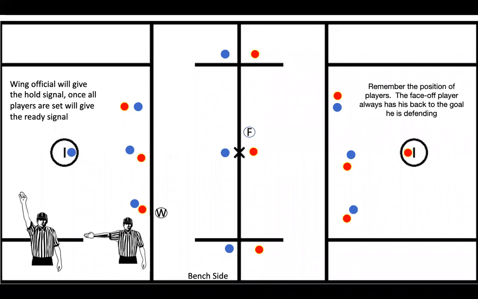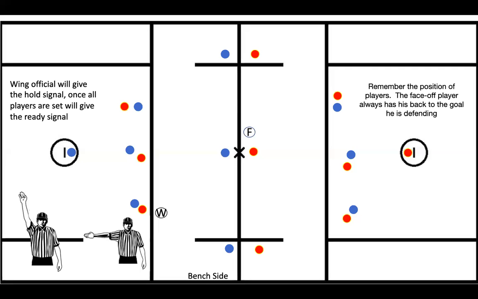Here is our two-man mechanic. The F is for the face-off official, and the W is for the wing official. Please note that the mechanic has changed this year with the face-off, but I'm going to instruct it like it would be a normal year. Remember the position of players. The face-off player must always have his back to the goal he is defending. He's facing the goal he's going to be attacking.